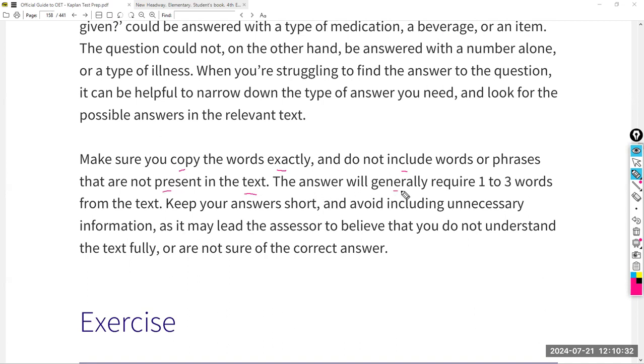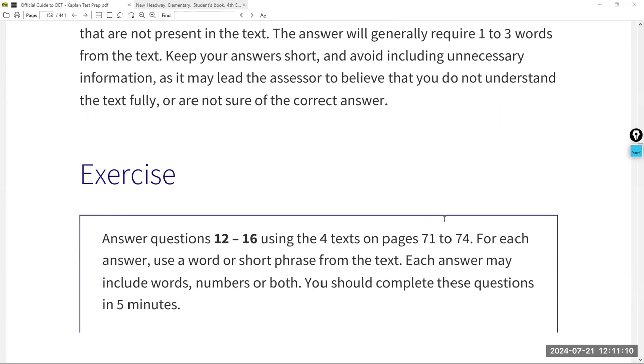Now, the answer will generally require, as I told you, 1 to 3 words from the text. We have to keep our answers short because this is writing a short answer. And as I told you, I have to avoid including unnecessary information, as it may lead the assessor, the corrector of my paper or answers, to believe that you don't understand the text fully, or maybe you are not sure about the correct answer. So please be careful.